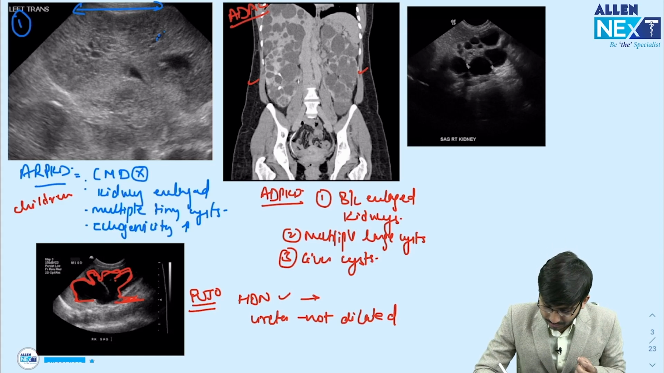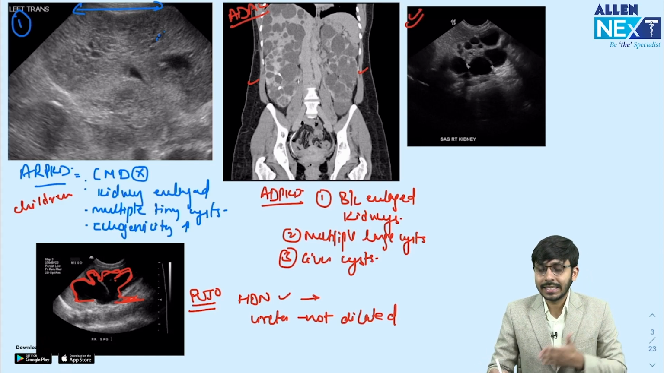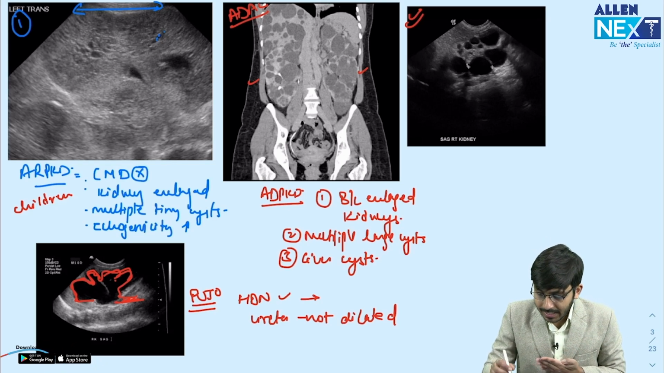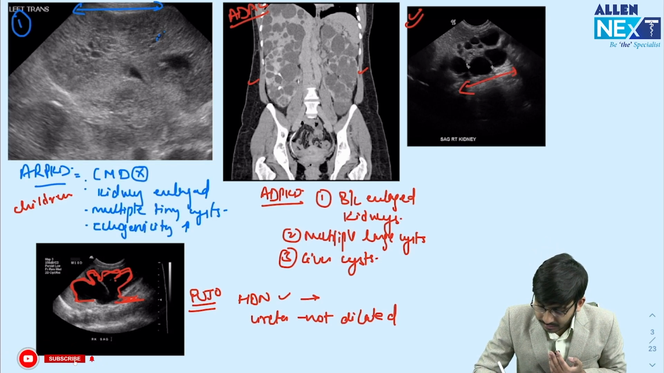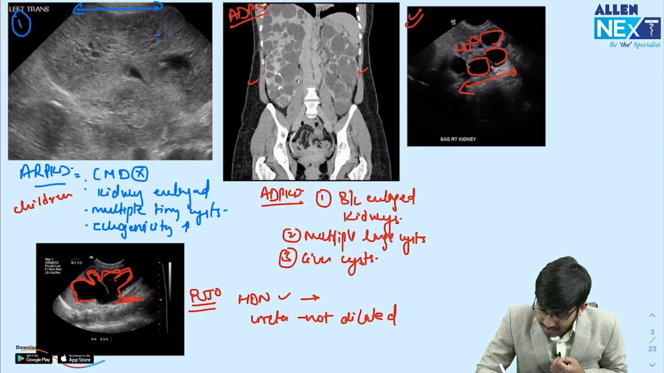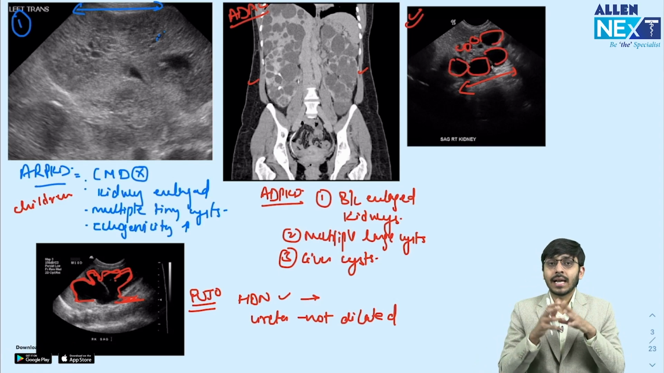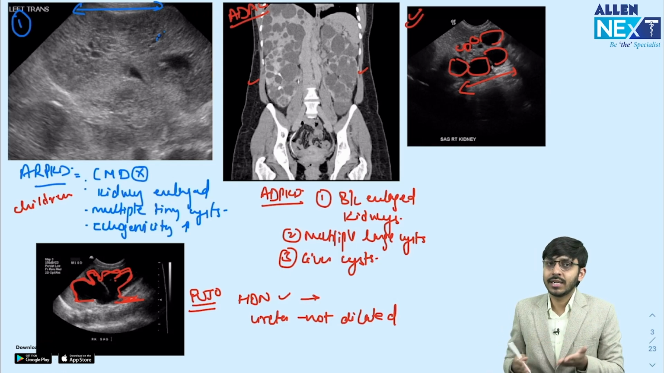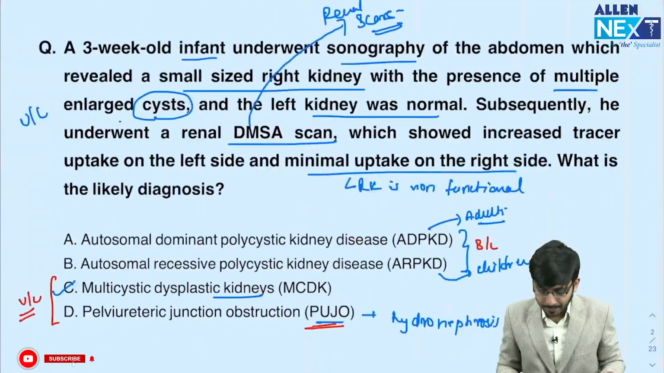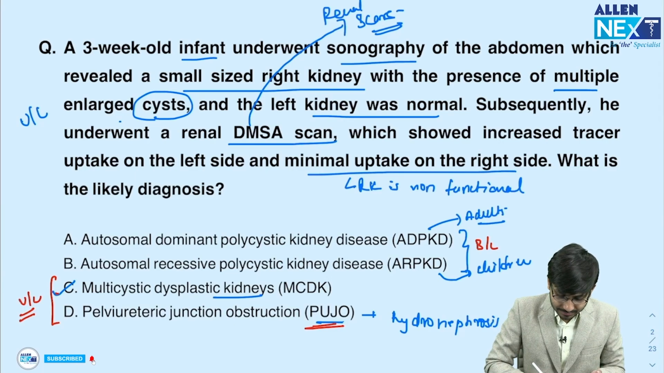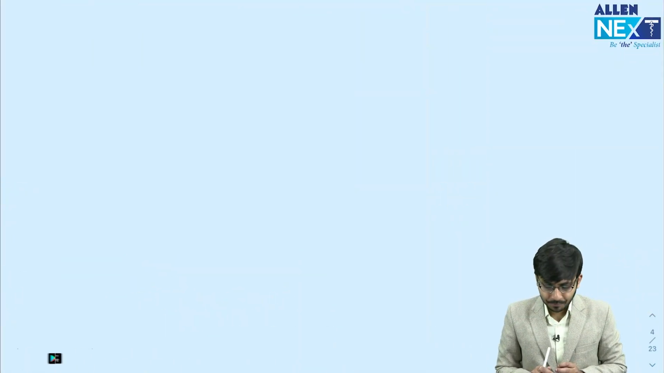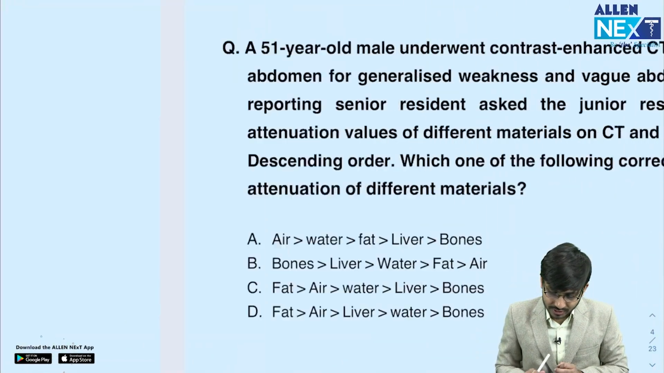Now, this typical third image here is that of an MCDK, multicystic dysplastic kidney. You see that the right kidney is small and there are multiple large cysts replacing the entire renal parenchyma, and such kidneys are usually non-functional. So the answer here is a multicystic dysplastic kidney. Now, we move on to the next question.